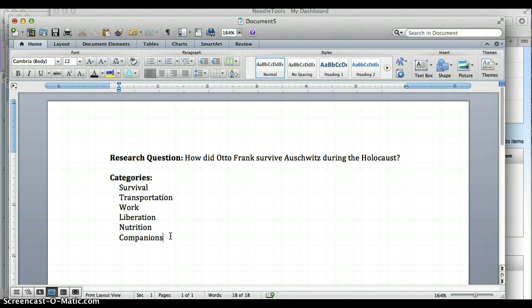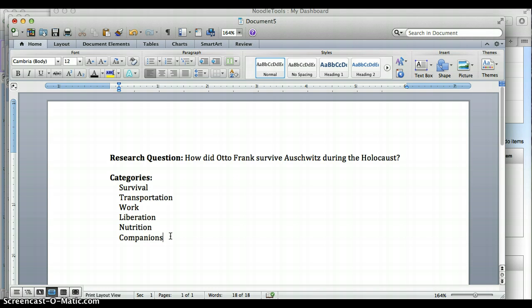These categories are going to be the items that I'm looking for when I'm reading through my notes and reading through those articles. You want to have a purpose, or else it's going to be overwhelming with too much information. We need to be organized in order for our paper and our ideas to run smoothly.